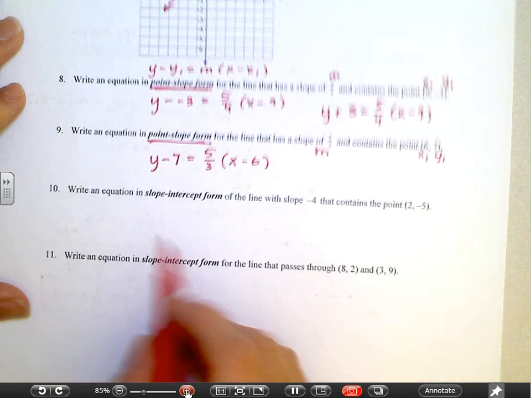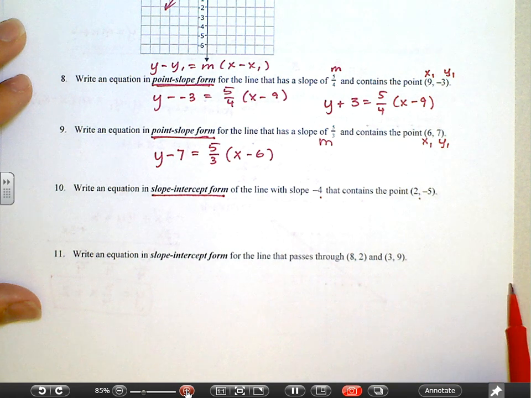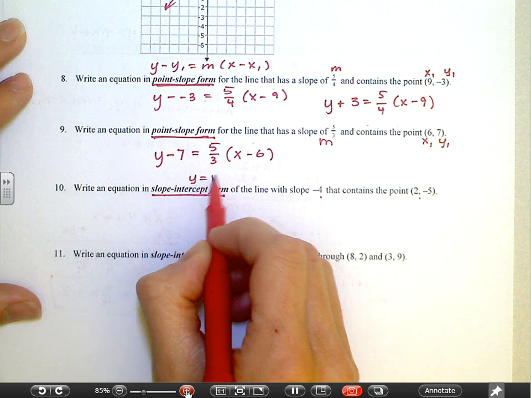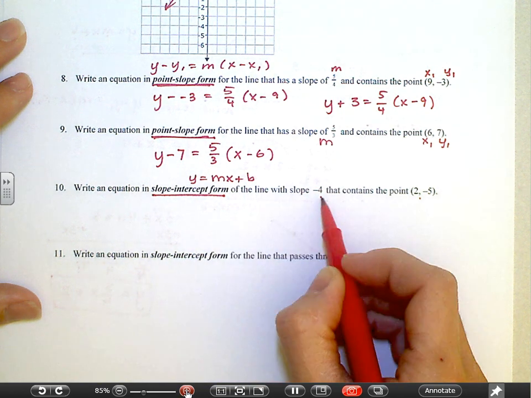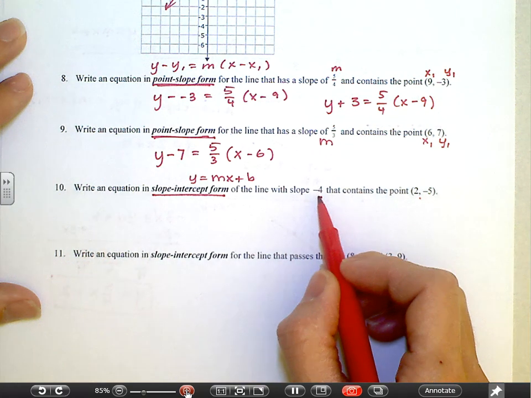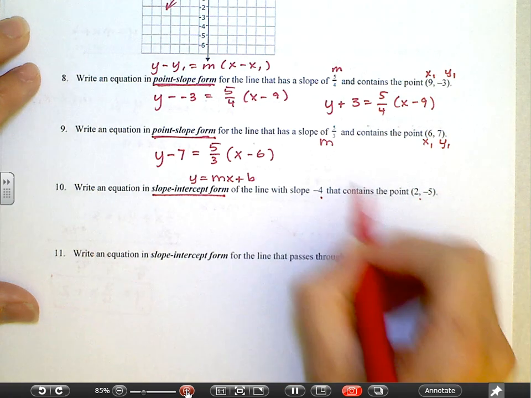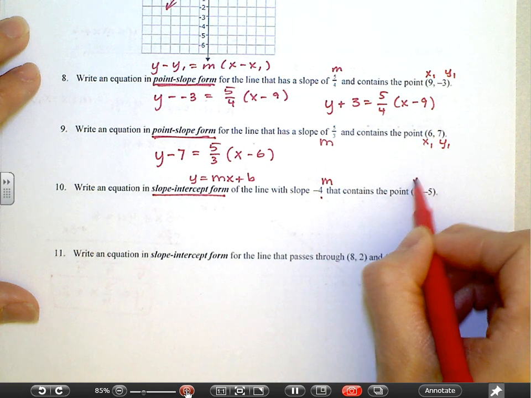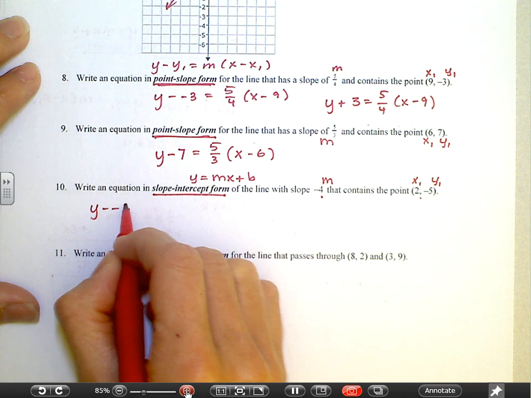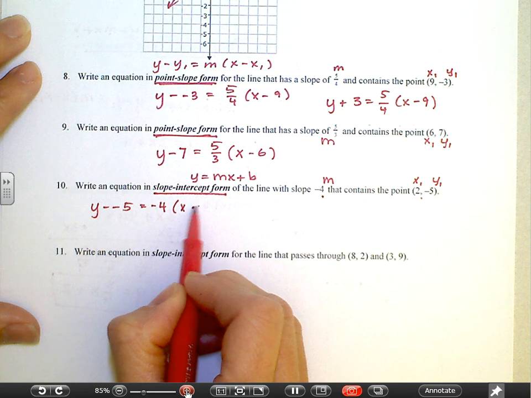All right. Write an equation in slope-intercept form of the line with a slope of -4 that contains the point (2, -5). So slope-intercept form, that means I'm going to want y equals mx plus b. And they've given me a slope, which is cool, but they have not given me the y-intercept. They've given me a point. So if I'm given a slope and a point, I need to start in point-slope form. So again, this is my m, this is my x1, that's my y1. So y minus y1, which is -5, equals -4 times x minus 2.